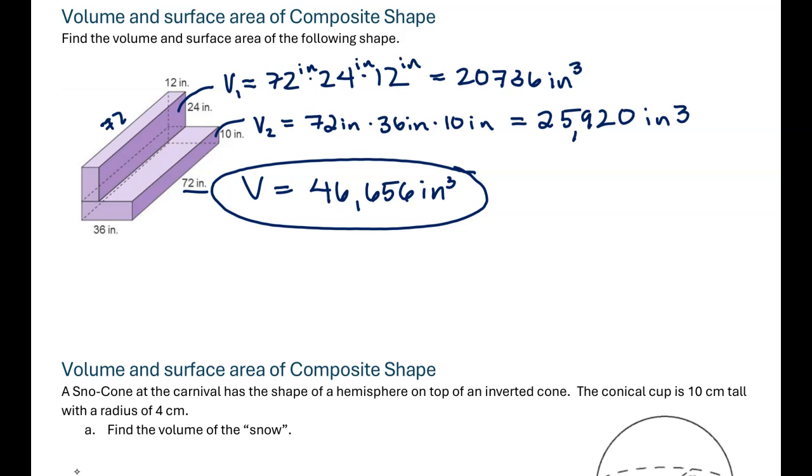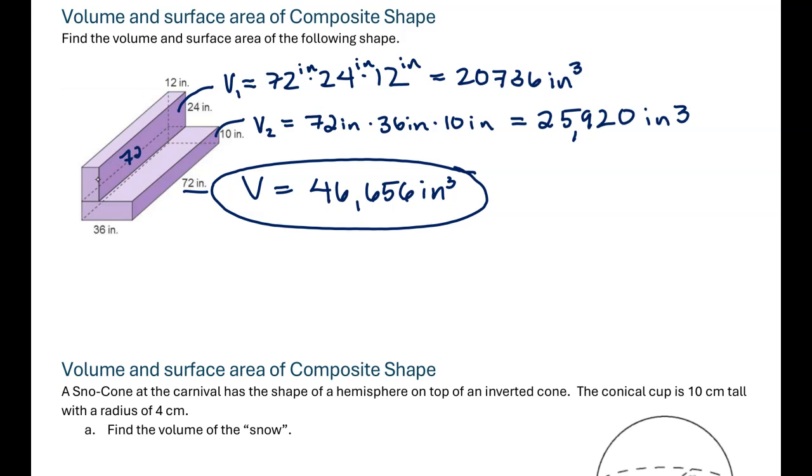Surface area when you make composite shapes is the one that gets a little interesting because you might have to leave off the area where the two touch, which is just this little chunk right here. So as I go through, I'm going to erase this. I want to check out all the different faces. So let's look at this one. I don't know if you can see my highlighter very well on the purple.